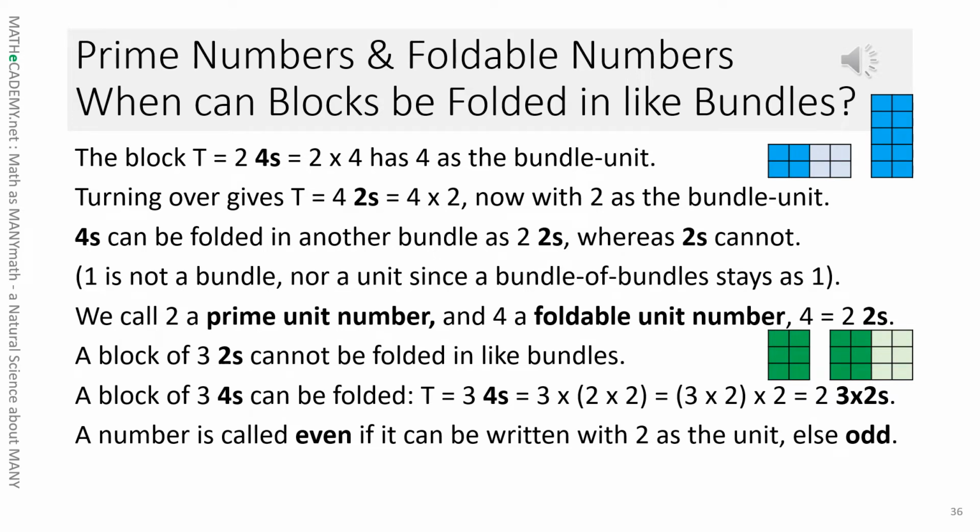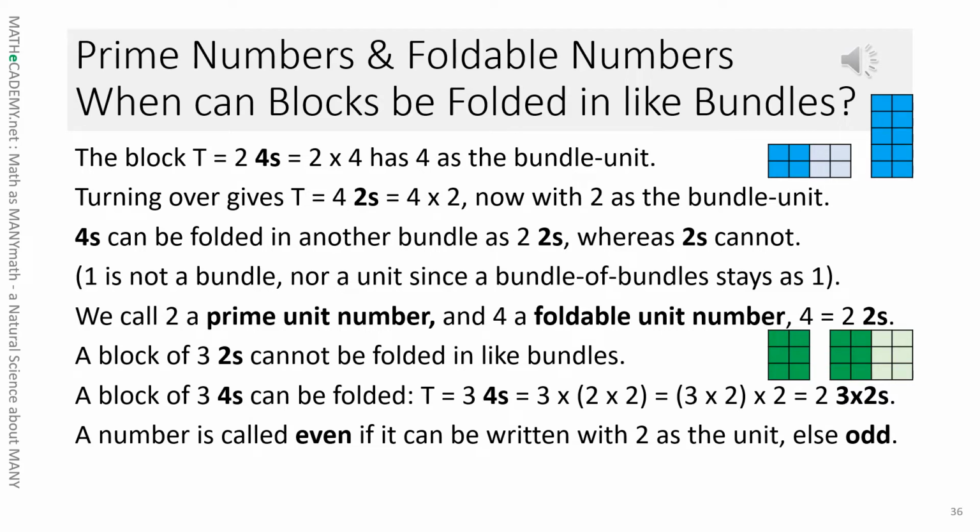When can blocks be folded in like bundles? The block T equals 2 fours, equals 2 times 4, has 4 as the bundle unit. Turning it over gives T equals 4 twos, equals 4 times 2, now with 2 as the bundle unit. So 4s can be folded in another bundle unit, as 2 2s, whereas 2s cannot. 1 is not a bundle, nor a unit, since a bundle of bundles stays as 1. We call 2 a prime unit number, and 4 a foldable unit number.